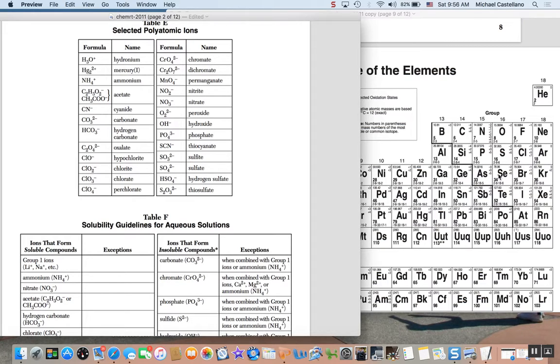What if you had selenium? It would be SeO3 minus 2 would be selenite. SeO4 minus 2 would be selenate. And you do the same thing for tellurium. Okay? TeO3 minus 2 is tellurite. TeO4 minus 2 is tellurate. They all follow a lot of the same patterns.